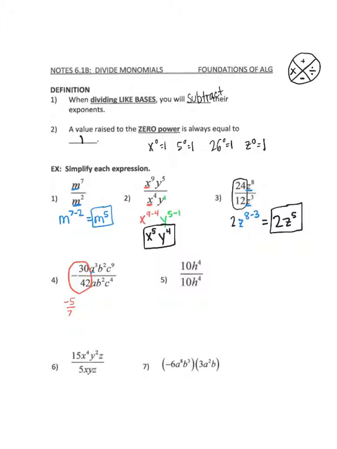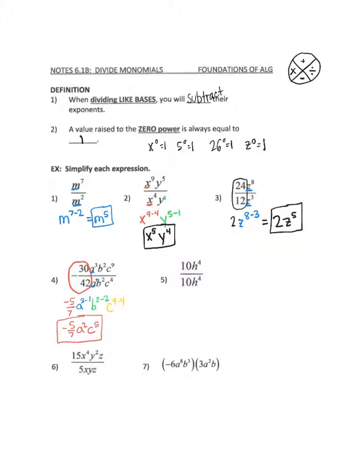Then I can look at my like bases. I have a, 3, and a 1, so 3 minus 1. Then for my b, I have 2 minus 2. And then my c, I start with 9 minus 4. Now I'm ready to simplify. I got negative 5/7. 3 minus 1 is 2. 2 minus 2 is 0, so b to the 0 is just 1. And then c, 9 minus 4 is 5. So this is my simplified answer.